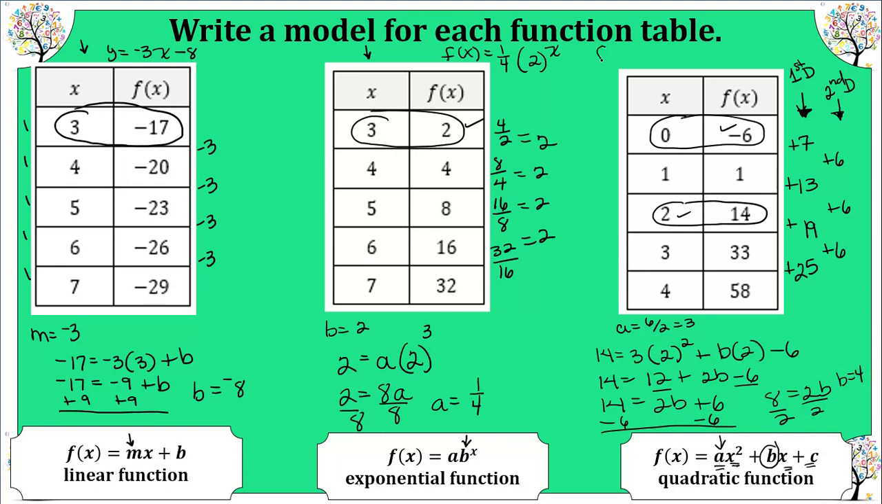So let's write the function. f of x equals our a value of 3, x squared. Our b value is 4, 4 times x, minus 6. So here is our quadratic function written in standard form.